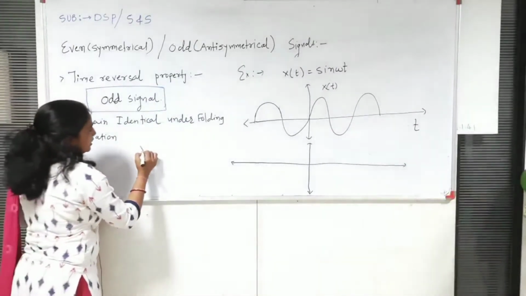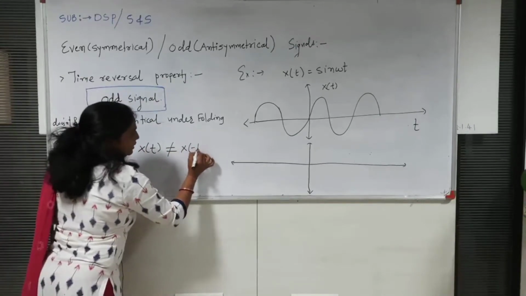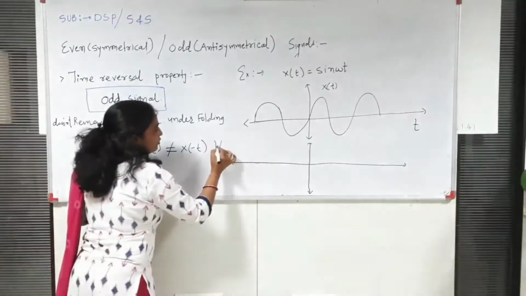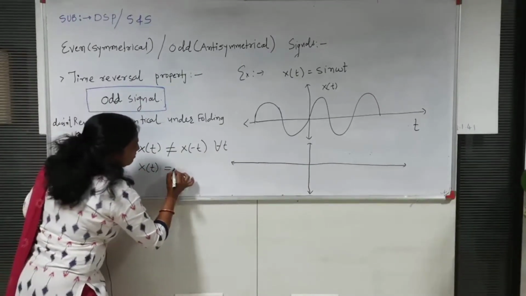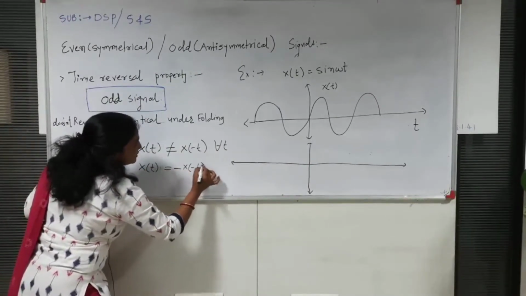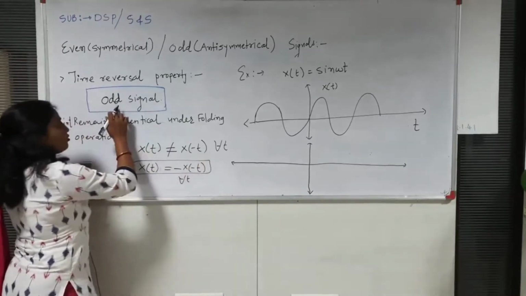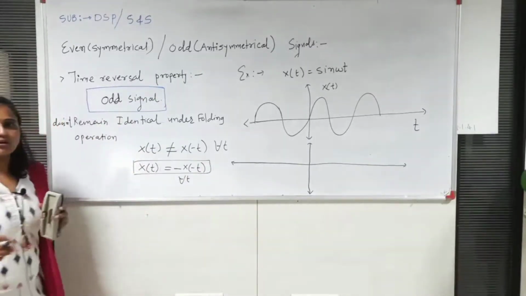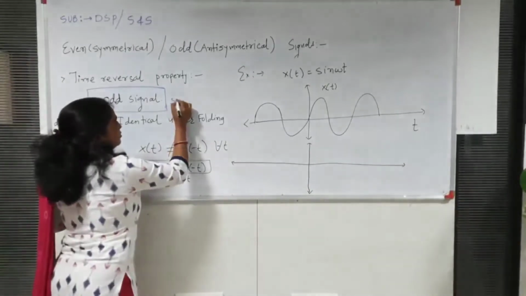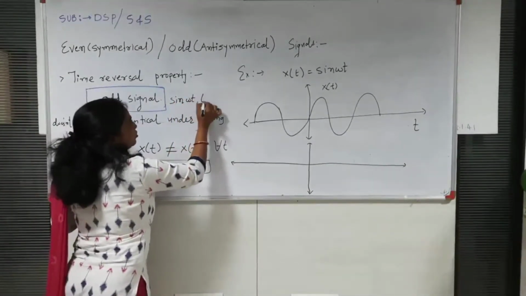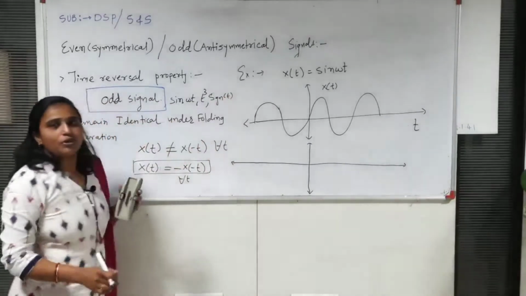So mathematically we can say that x of t is not equal to x of minus t for all values of t, but x of t is equal to minus x of minus t. If this condition is satisfied, then it is called an odd signal. There are a number of examples of the odd signal. The most popular example is the sinusoidal signal, then t cube and the signum function. These are examples of the odd signal.